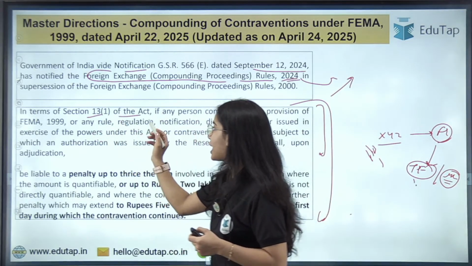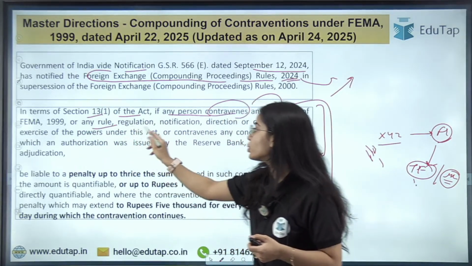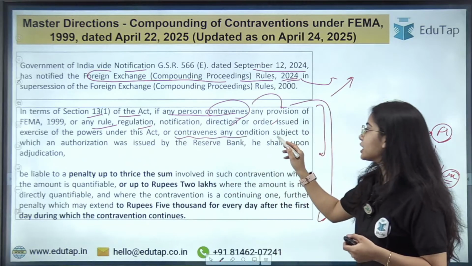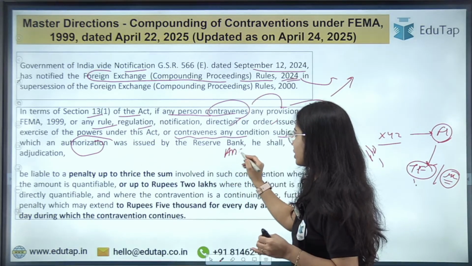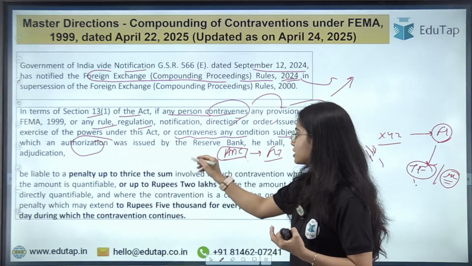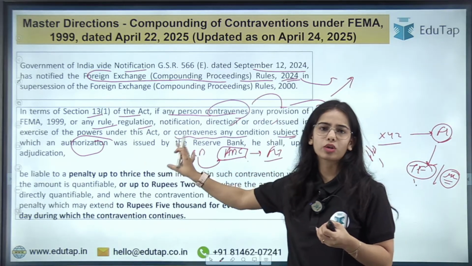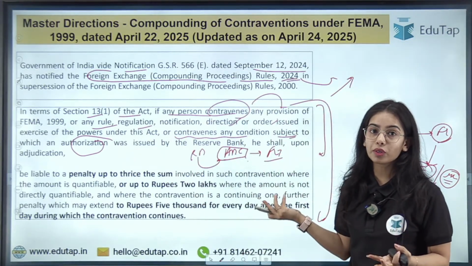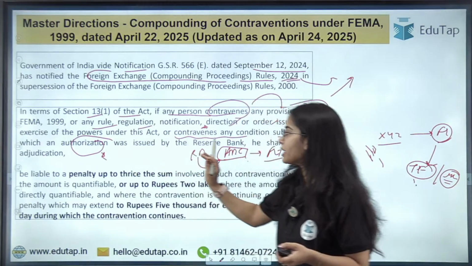In terms of section 13(1) of the Act, if any person contravenes any provision of FEMA 1999 or any rule, regulation, notification, direction or order issued under the powers of FEMA 1999, or contravenes any condition subject to which an authorization was given. So let's say an authorization was given to an entity ABC to do foreign exchange transactions or to invest in other countries, and the Reserve Bank had given ABC permission under certain authorizations, like ABC has to follow certain guidelines and norms. But now ABC is not following those norms. That is, the conditions of the authorization are not being met by ABC.